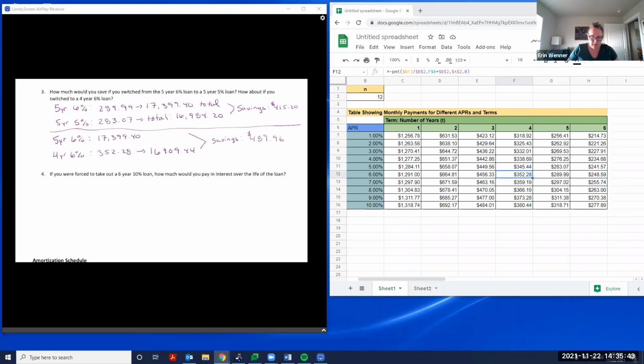So number 4, I'm going to let you answer this on your own. It says if you were forced to take out a 6-year 10% loan, how much would you pay in interest over the life of the loan? So 6-year 10% is a payment of $277.89. And I want you to send me a direct message with how much you end up paying in interest for that.